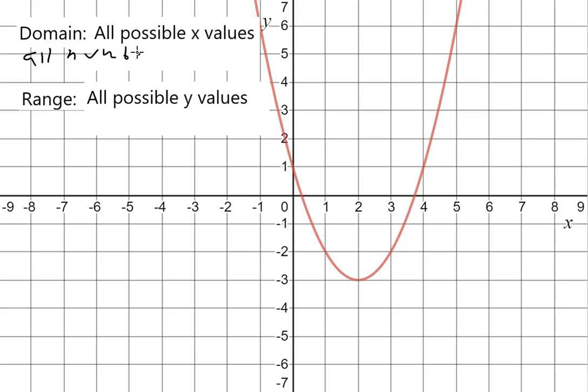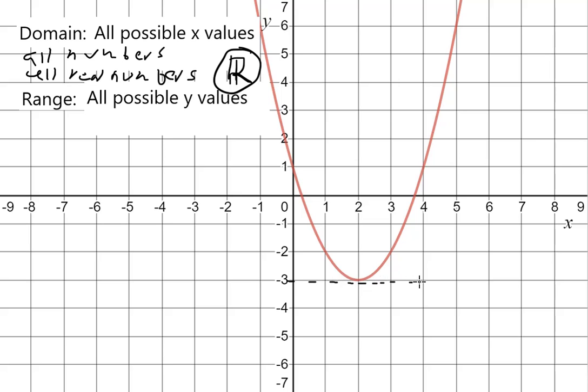Another way to put this that mathematicians like to say is all real numbers. And if that looks like a pain to write out and you're curious, this symbol is the symbol mathematicians like to use to say all real numbers. So if you write that down, I will know what you mean, and you're just saying all real numbers or all possible x values.